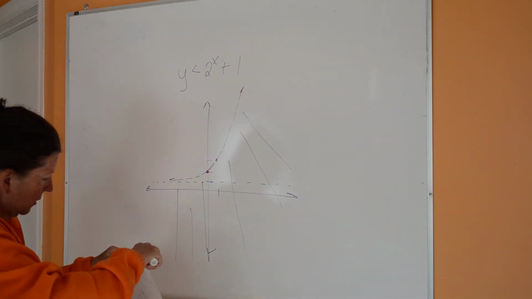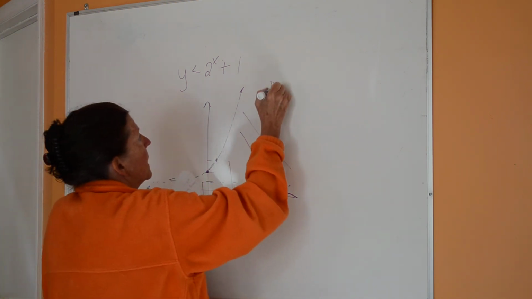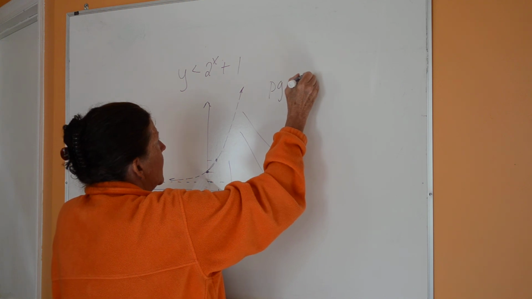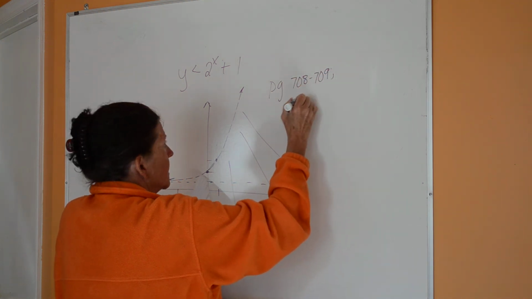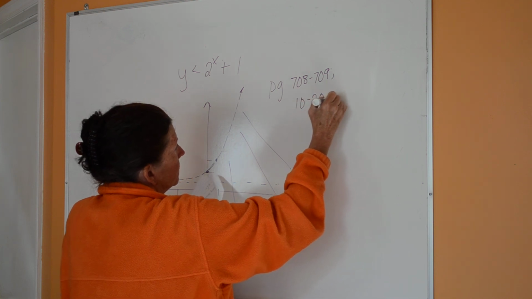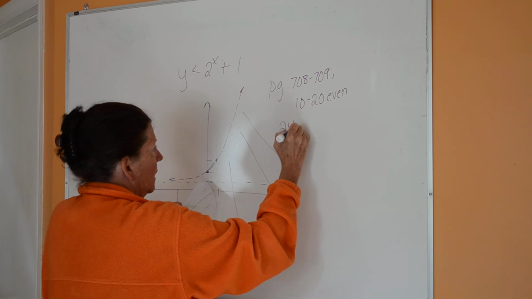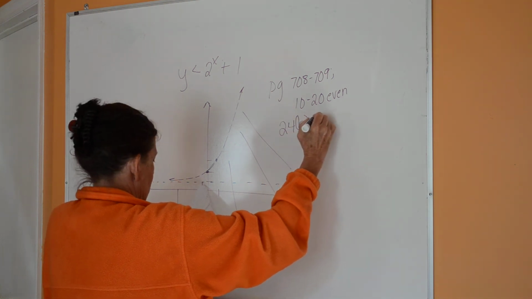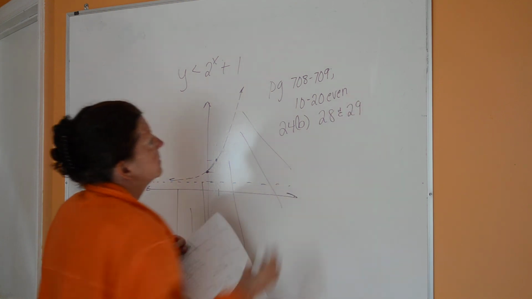Alright, your homework for this, like I said, there's not a whole lot to this section, is page 708 through 709, 10 through 20 even, and then 24B, 28, and 29. Okay?